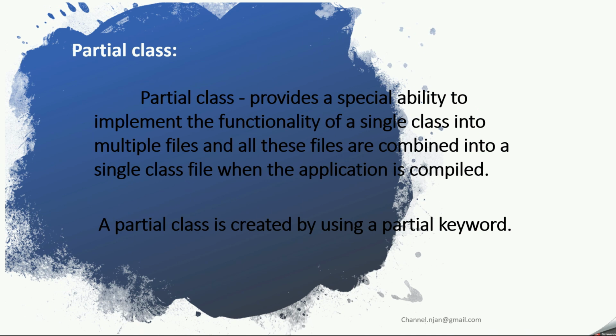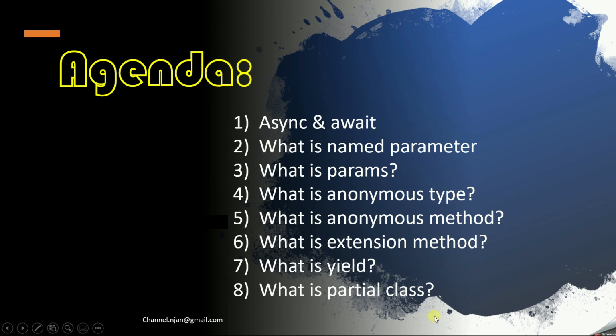Okay, we will go through our description now. Partial class provides special ability to implement the functionality of a single class in multiple files, and all these files are combined into a single class file when the application is compiled, by using the partial keyword. You are clear? Yeah. So we discussed all these defined items. I hope you are getting a clear idea. If you have any doubt, please put it in the comment window.